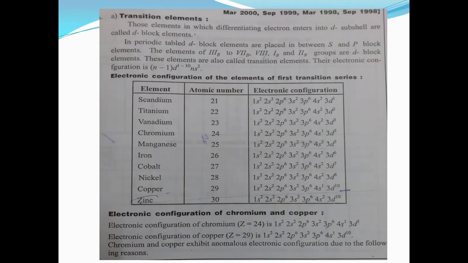Coming to the electronic configuration of copper. Copper atomic number is 29 and configuration is 1s2, 2s2, 2p6, 3s2, 3p6, 4s1, 3d10. This is abnormal electronic configuration, or nothing but anomalous electronic configuration.